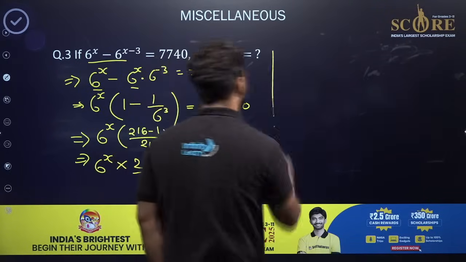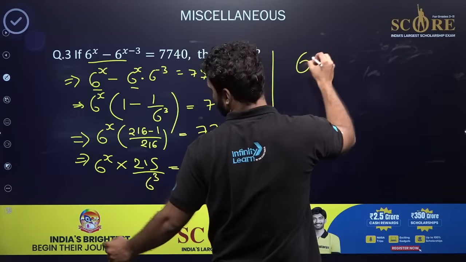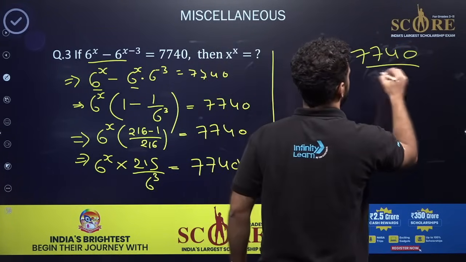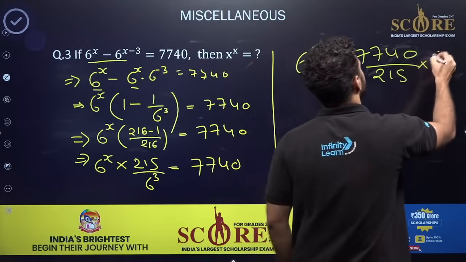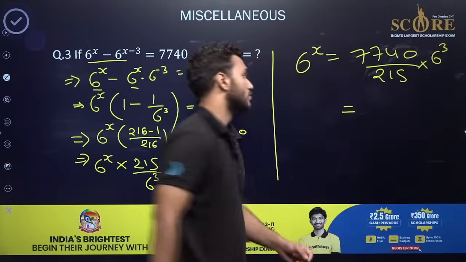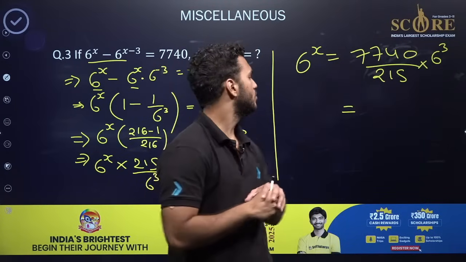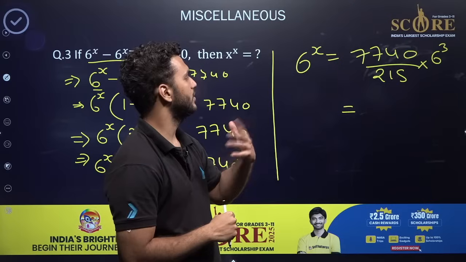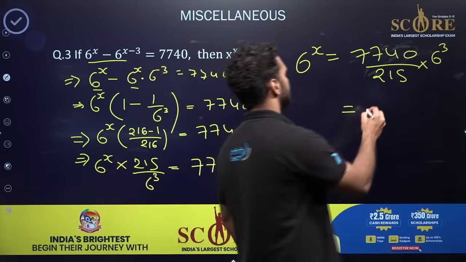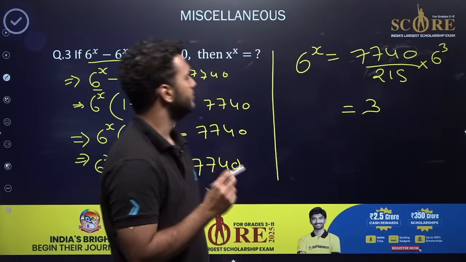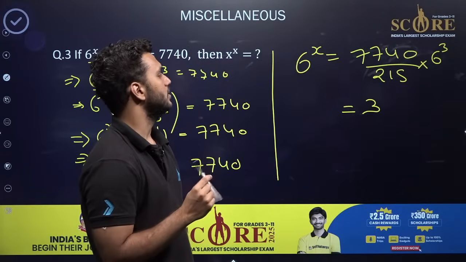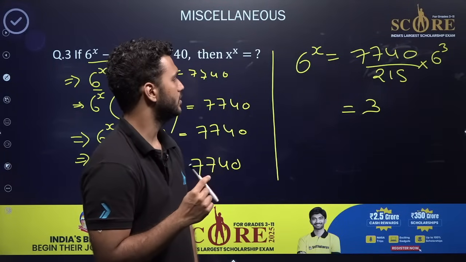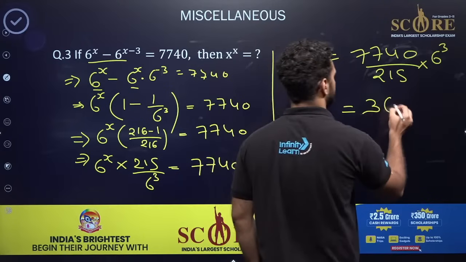7740. Next, 6 to the power x is equal to 7740 divided by 215 into 6 to the power 3. Now solve this division. 216, 2 3s are, yeah, 2 4s are will be in 800 something. Answer will be 3, and 2 3 15, 645 will come out to be here. Yeah, it will be 6 at least.